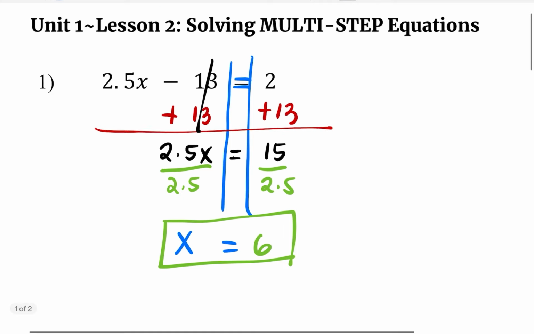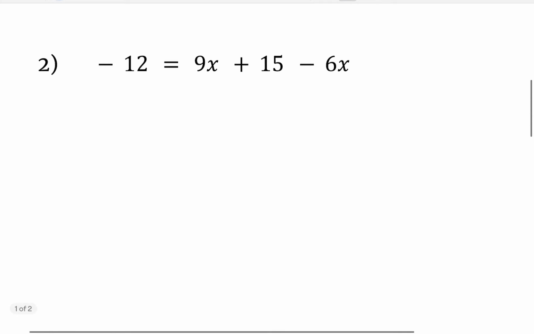Let's try another problem. Okay, so if you see something like this, always double check if there are terms that can be combined. And I am looking at 9x and negative 6x. So those are considered like terms. So we are going to combine them, these two numbers.